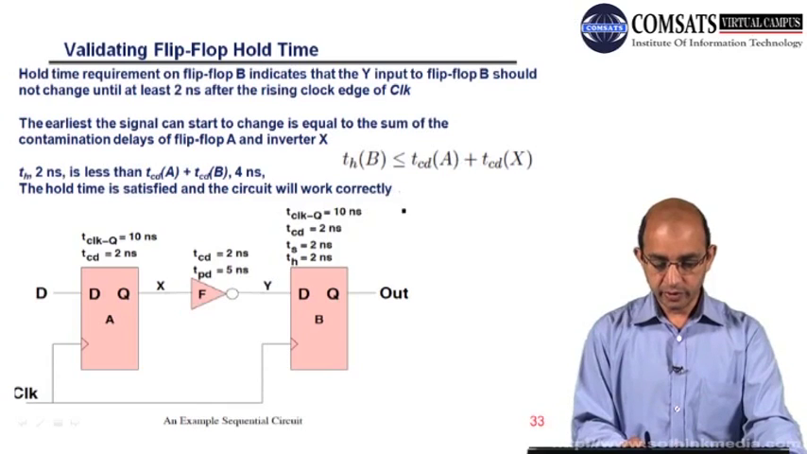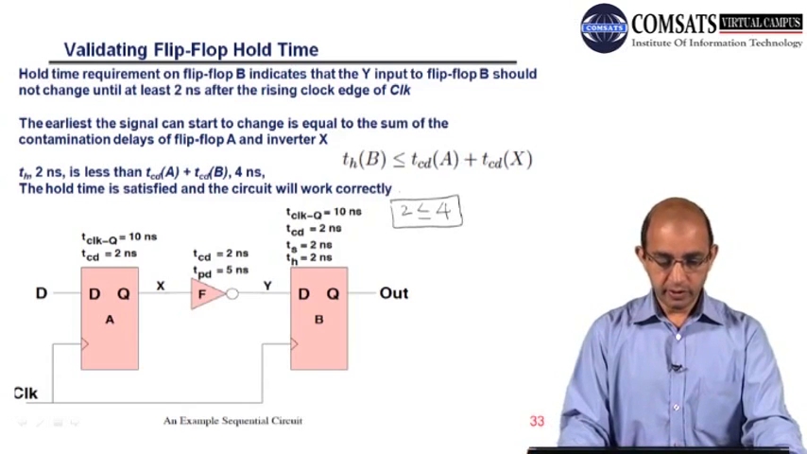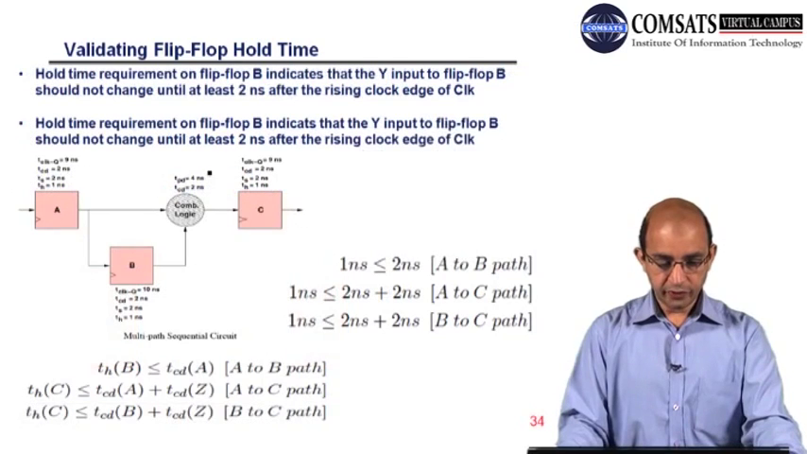So if I talk about THB, that is 2, so that holds. That is less than or equal to the total contamination delay. So here again we have to look for the valid hold time.